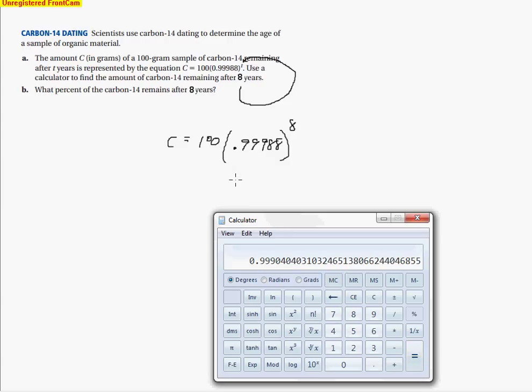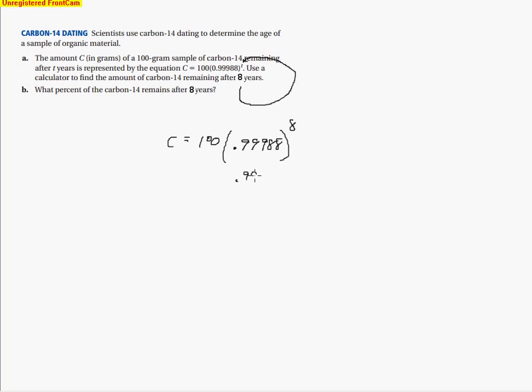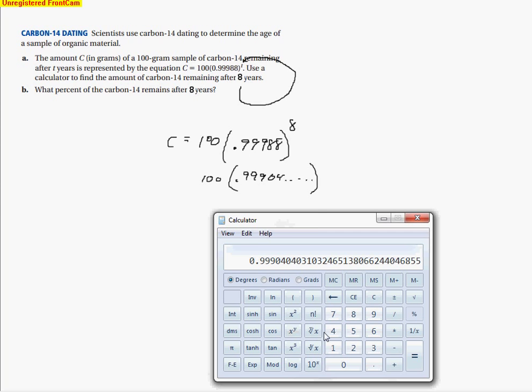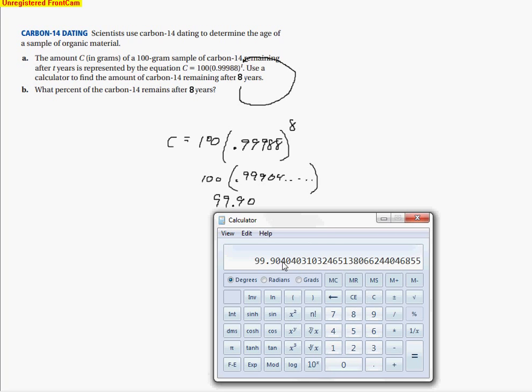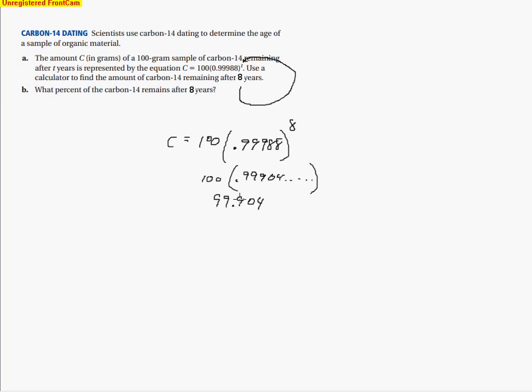So I'm going to write down a few of those numbers, 0.99904, and then it kept on going. I'll just use the dots to represent that number continues on, and now I'm going to take that value and multiply by 100. Now when I multiply by 100, it's just going to move the decimal 2 spaces over. So you see, you get the same number, 99.904 is the amount of carbon that I would have. So 99 and 904 thousandths of a gram of carbon after those 8 years.